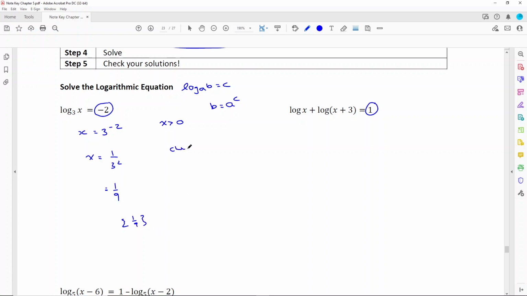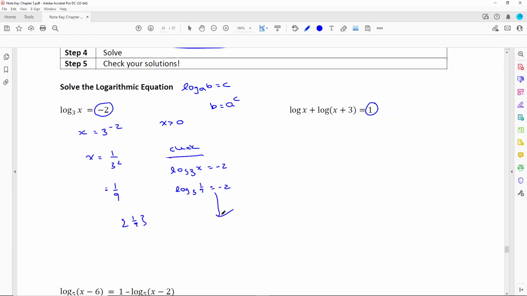And then if I wanted to check it, you're just plugging it in. The log to the base 3 of x, does that equal negative 2? Well, when x is a ninth, you'd have log to base 3 of a ninth. Does that equal negative 2? Well, you can check it by using your calculator. You could do log of a ninth divided by the log of 3, or 3 to the exponent negative 2. Does that equal a ninth? Yes. Either way, it's good to go.